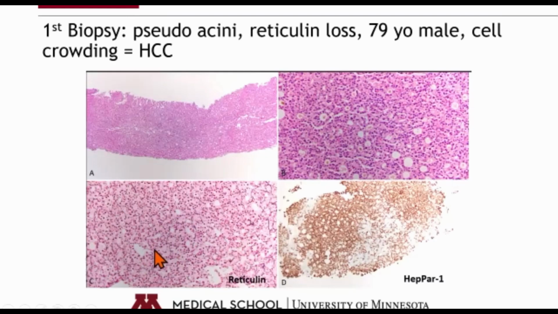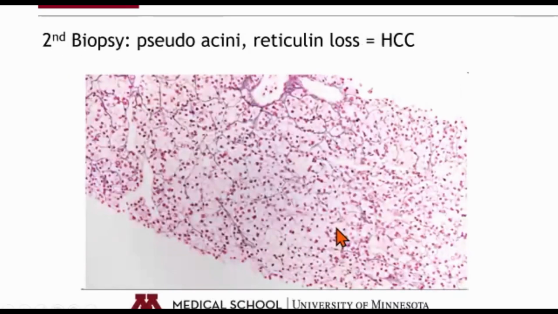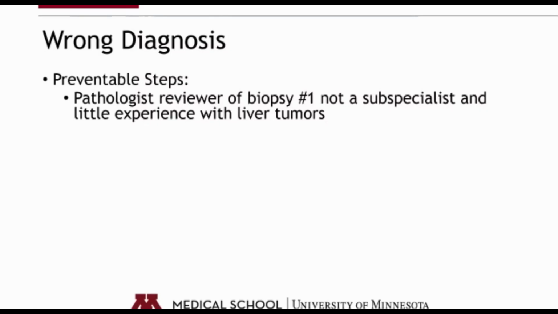So you see a lot of reticulin loss in this patient. And of course, the EPA1 here was positive just to confirm that this is hepatocellular. So both biopsies look like this. They were both the same thing, again, reticulin loss and everything. So this was a well-differentiated hepatocellular carcinoma.